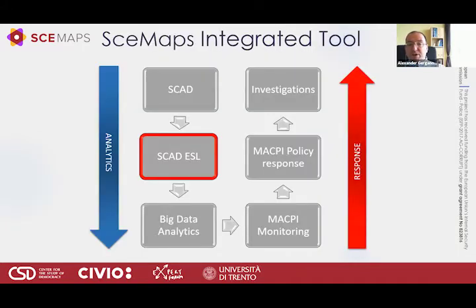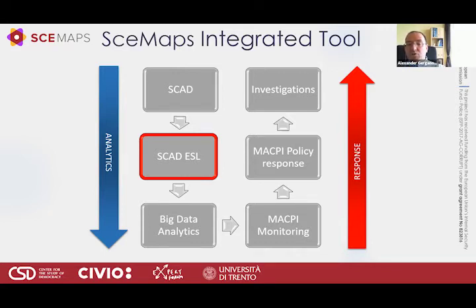As I mentioned, this is part of a larger system, or Schemas integrated tool. Usually, the process of state capture diagnostics and ideally response starts with state capture assessment diagnostics, or SCAT, at the national level, then followed by economic sector level. Then it narrows down even more through big data analytics, which is capable of providing information for particular public organizations and their vulnerabilities, and for particular companies.